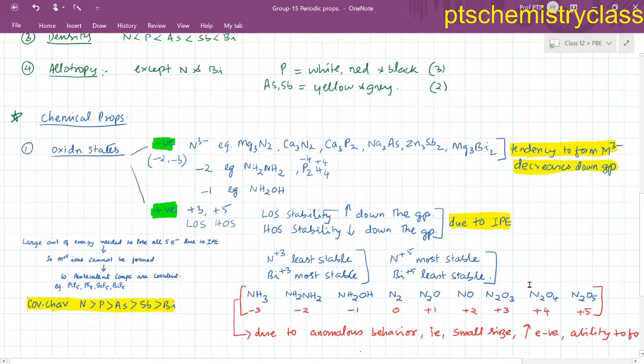So you should remember the names of all the oxides, and you can see starting from -3 to +5 range of oxidation state is there, and in the compound alone you should be able to identify it.